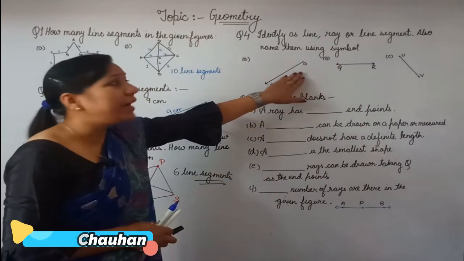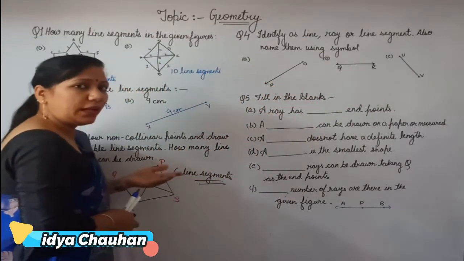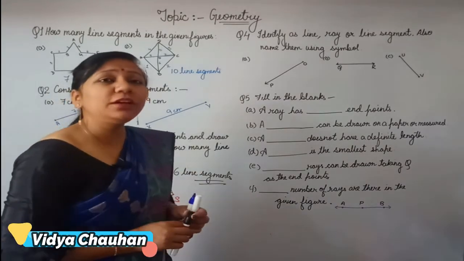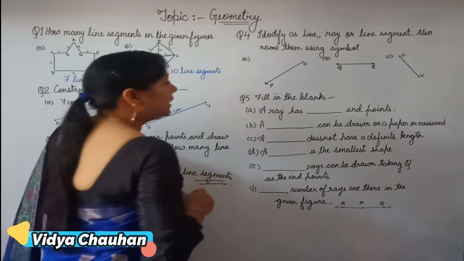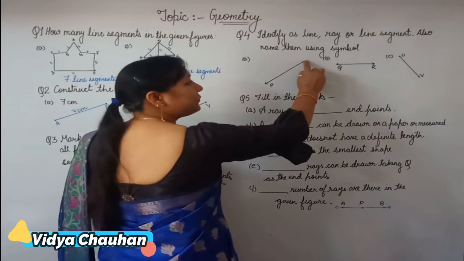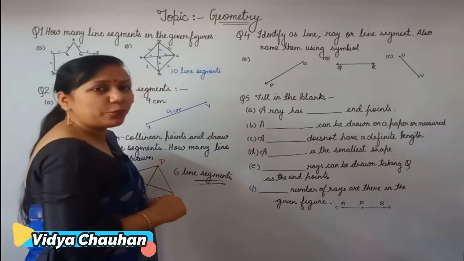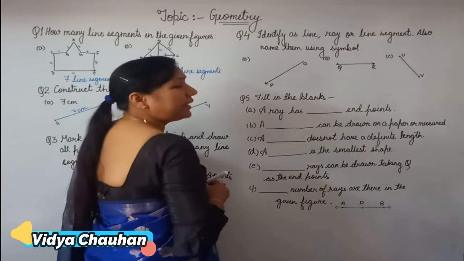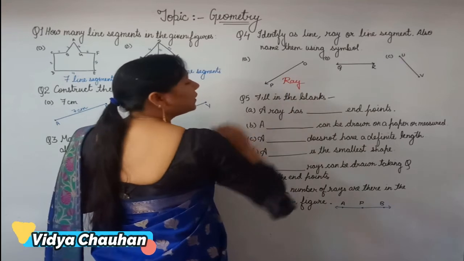Very first you have to identify which figure this is, whether it is a line, a ray or a line segment. So as we have already done, what is the property of a line segment, ray and a line? So let's identify. In this first figure you can see one of the end points is fixed and another one is the extendable point. So what is this figure in which one point is fixed and another one can be extended? It is a ray.